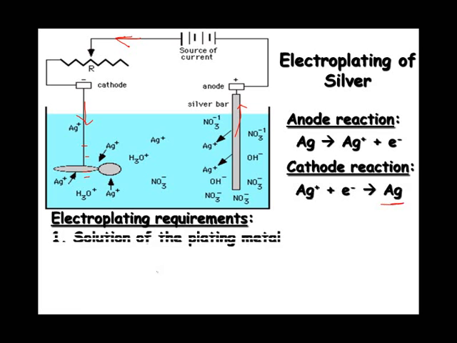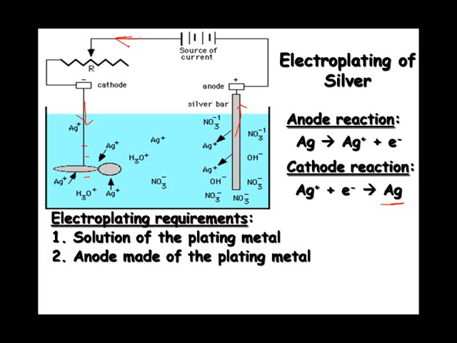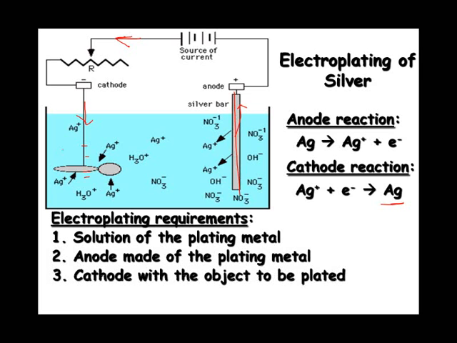Some of the requirements for electroplating are: you need a solution of the plating metal, so we need this silver nitrate solution because we've got to have these silver ions that pick up the electrons to plate. We need the anode made of the plating metal, so in this case a plate of silver, because that's the stuff we want to end up on the ring. The cathode is the object to be plated. It could be a ring, it could be whatever object you want to coat. And you need a source of current, so you have to have a battery or electricity provided in some way.